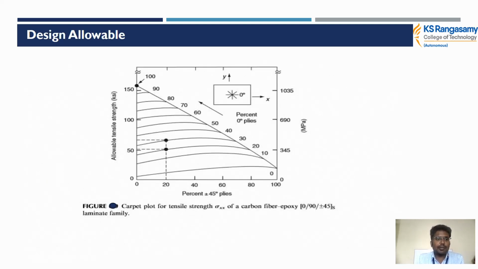So this chart briefly shows the design allowable. The x-axis is the percentage of 45-degree plies, and the y-axis is the tensile allowable strength. This graph comes from a step-by-step process, right? So this is for the design allowable factors to be considered on site.